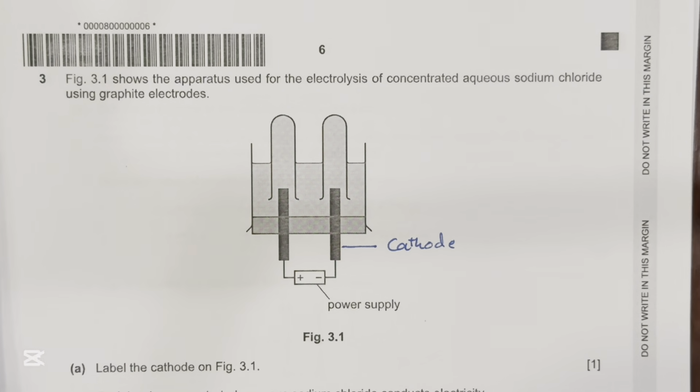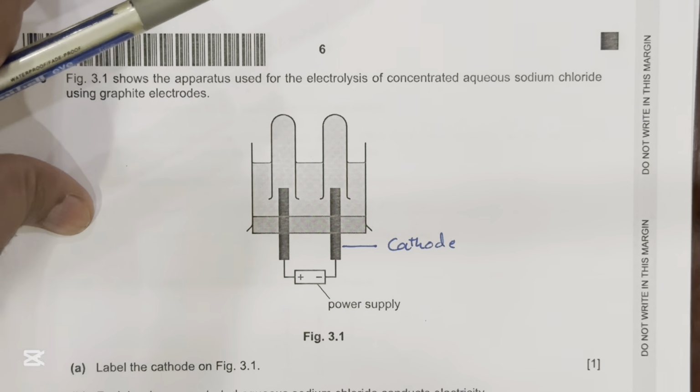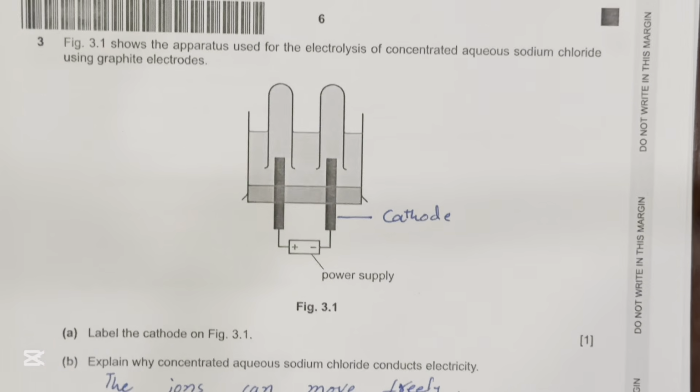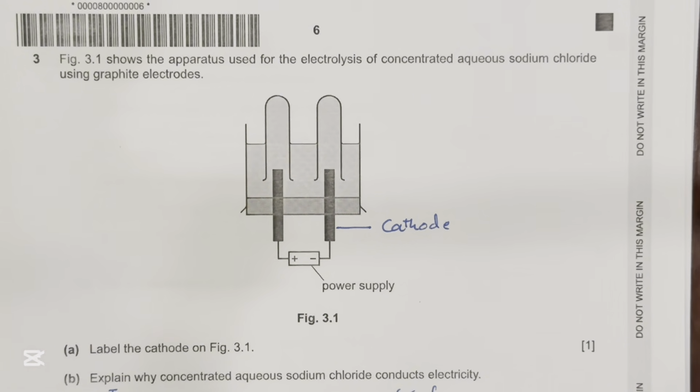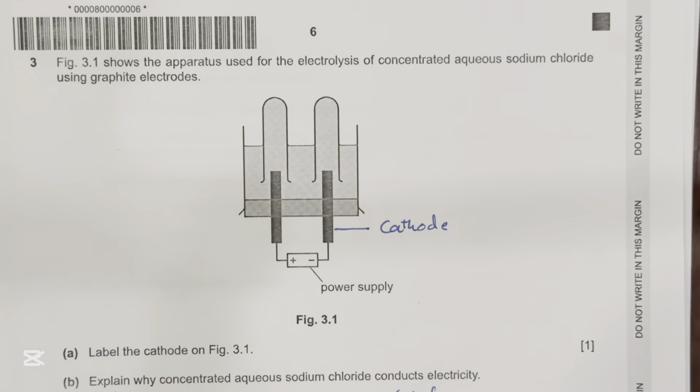You need to practice it. Nowadays the examiner would not deduct marks if you put this reaction without balancing. Okay, question number 3 is from the topic of electrolysis. Figure 3.1 shows the apparatus used for the electrolysis of concentrated aqueous sodium chloride using graphite electrodes.